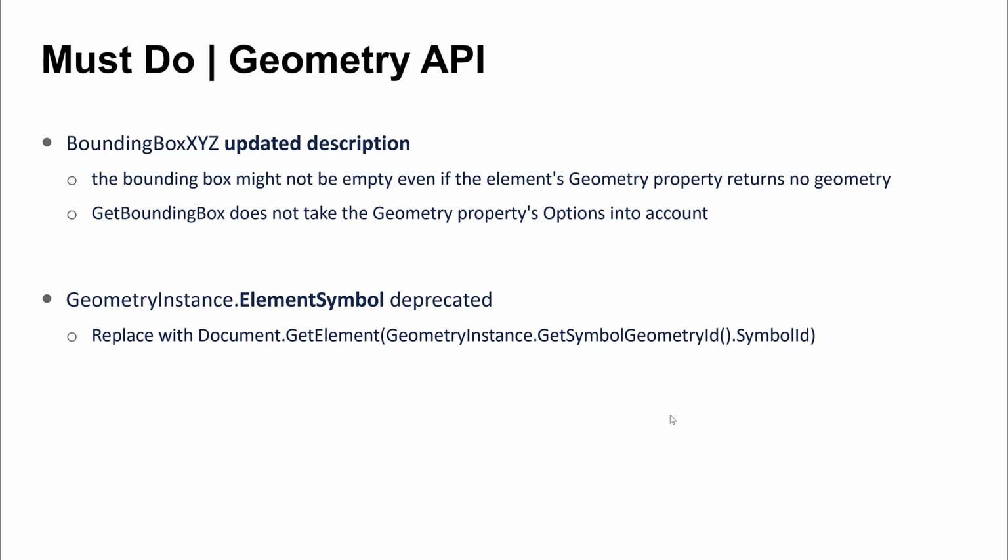The other thing that you should know is that we've deprecated geometry instance element symbol, so you can go ahead and use this slightly longer version of getting the same information. Basically, get the symbol ID from the geometry instance and then call get element on it.